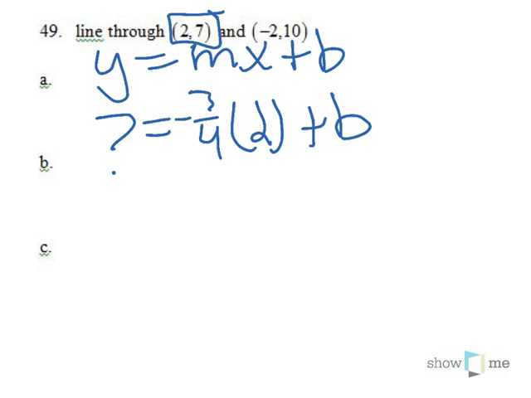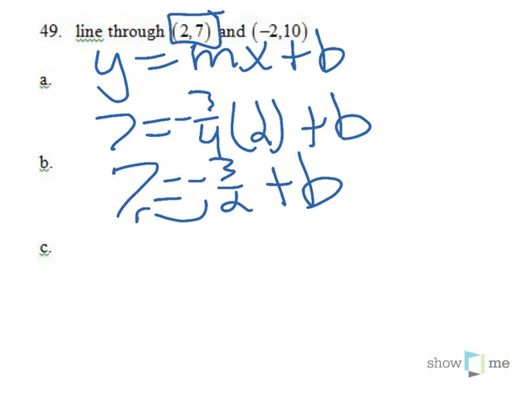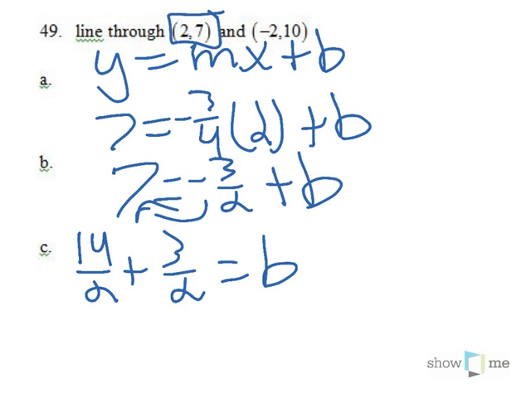Okay, first thing we'll do is multiply negative 3/4 by 2, so we get 7 equals negative 6 over 4, or reduced, negative 3 over 2 plus b. And we can add the negative 3 over 2 over to use a common denominator, 14 over 2 plus 3 over 2 equals b, or b equals 17 over 2.